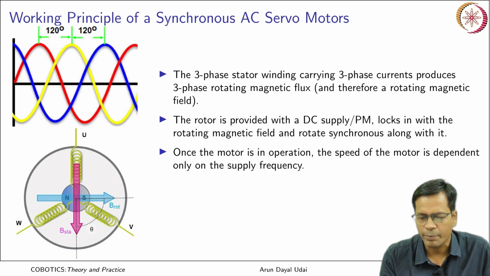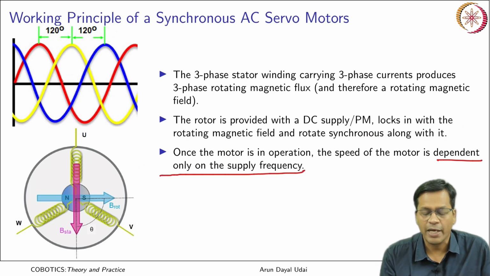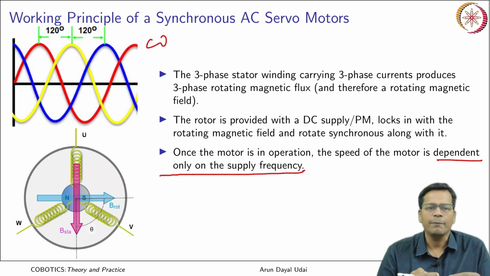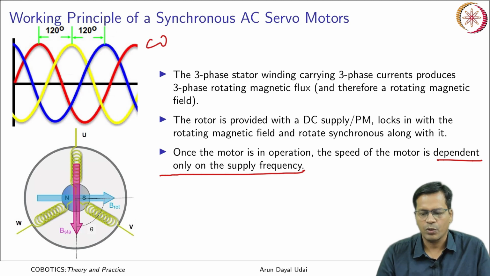Once the rotor is in operation, the speed of the motor is dependent only on the supply frequency. So whatever frequency there is for the rotating magnetic field, that becomes the speed of the rotor.